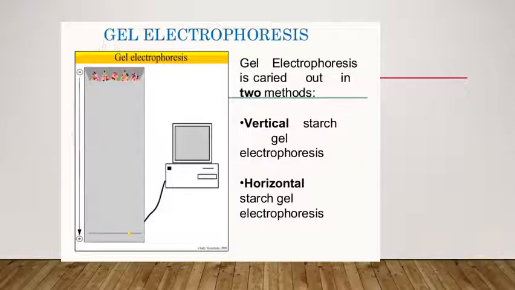The gel electrophoresis is carried out in two methods. The one is the vertical gel electrophoresis, where we take the vertical type of supporting medium having the electrolytic solution vertically arranged, and the other is the horizontal gel electrophoresis. All the things, the electrode, the applied field and the gel, can be used in the horizontal support.